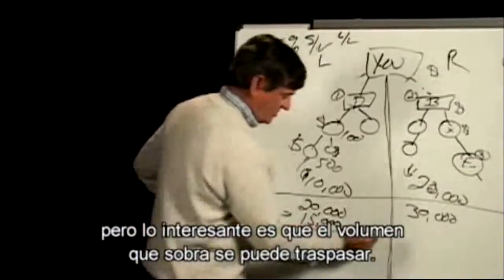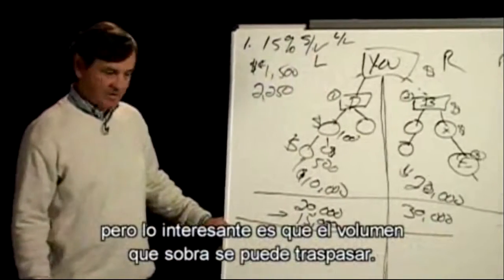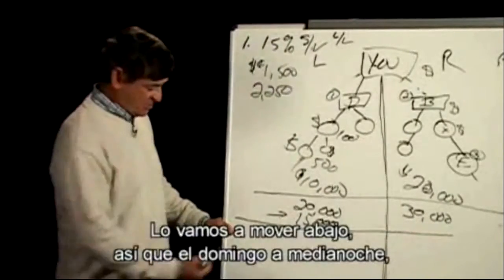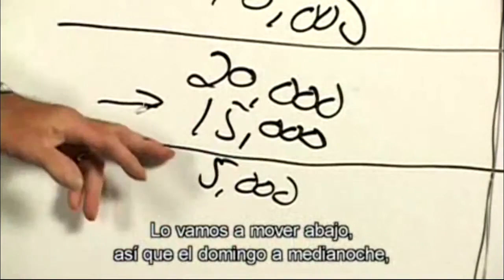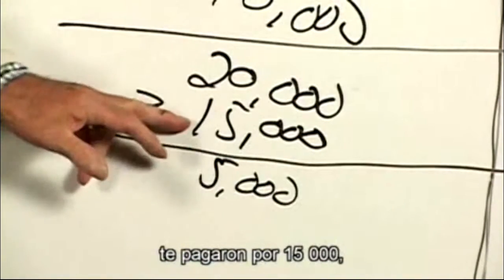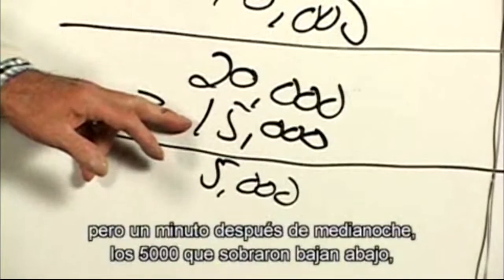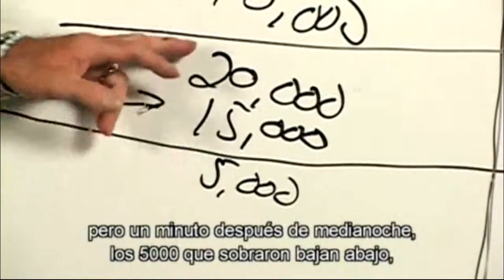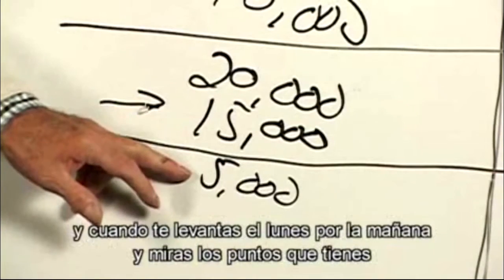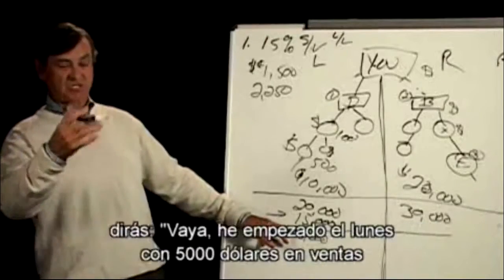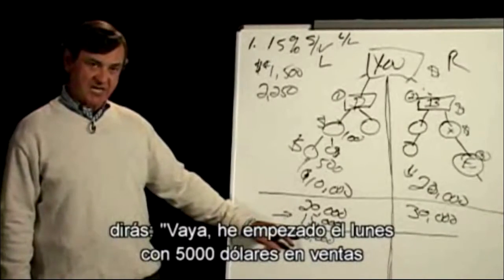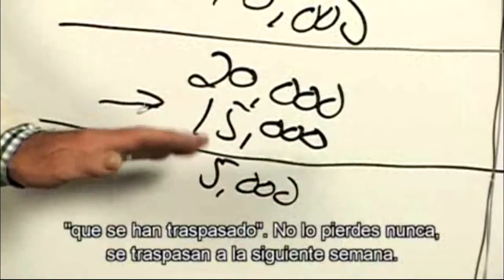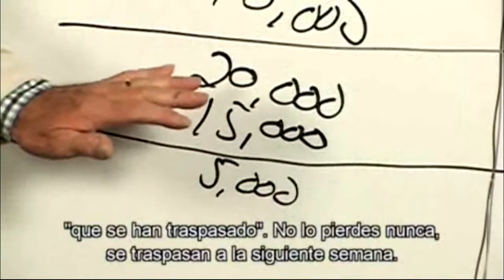But what's interesting is that extra volume is carryover. It's just going to move down. So Sunday night at midnight, you were paid on 15,000, but at midnight plus a minute, that extra 5 rolled down. So when you wake up Monday morning and you look at your score sheet, you say, wow, I start out Monday with $5,000 in sales that's carrying over. You never lose it. It just carries over.